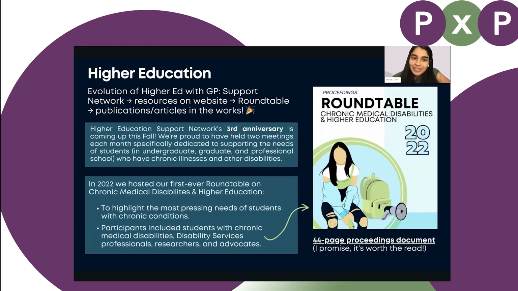Now, switching gears to our work in higher education, last year in I think February of 2022, we held our roundtable on chronic medical disabilities in higher education. And we did this because, again, we found very little research that captured the experiences of students, particularly with chronic medical disabilities, and the dynamic nature of our condition within institutions of higher education.